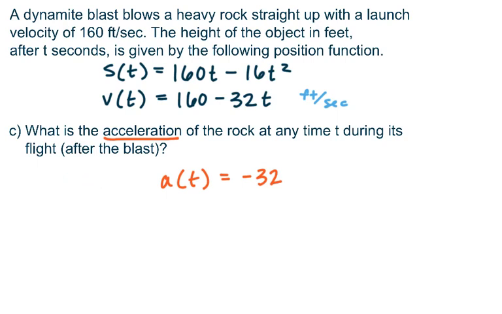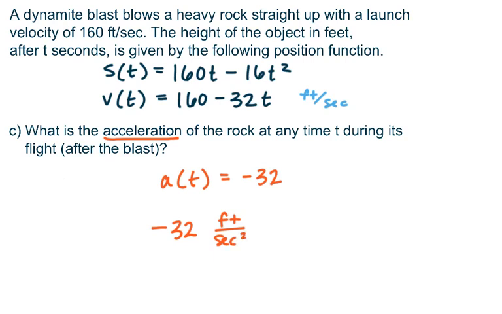So what does this tell us? Well, we have a constant negative acceleration. The acceleration is always downward, and that is because of the effect of gravity on the rock. As the rock rises, it slows down. As it falls, it speeds up. So the acceleration is negative 32, and that would be feet per second squared.